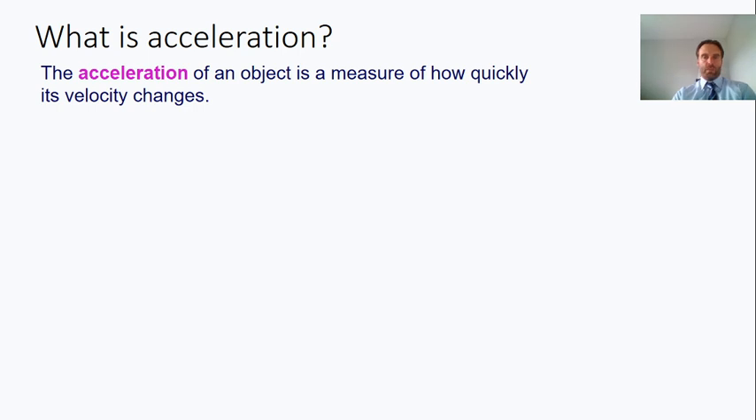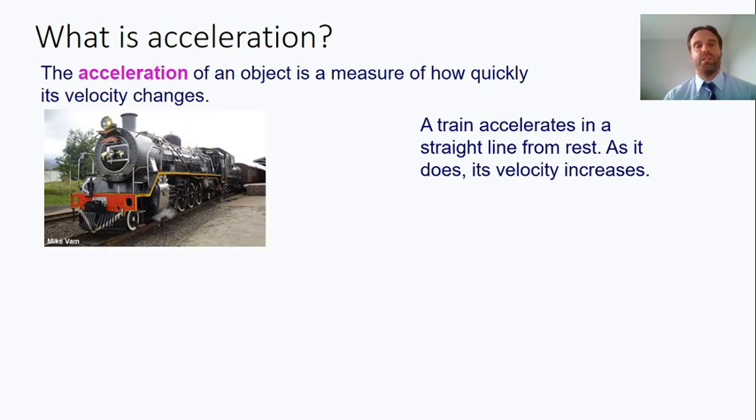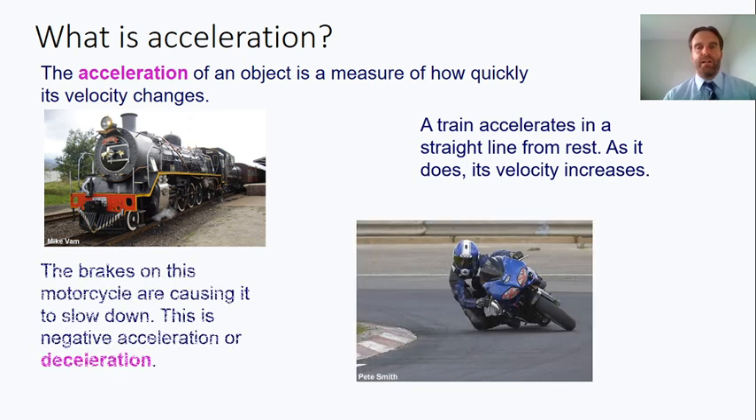So acceleration of an object is a measure of how quickly its velocity changes. If I look at this train here, it accelerates in a straight line from rest. As it does so, its velocity increases, and acceleration is a measure of how much that velocity has increased. On the flip side of that, we can also have a negative acceleration, which we call a deceleration, normally through braking of an object, such as a motor vehicle of some sort, like this motorbike here, and that's associated with a slowing down or a decrease in the velocity of an object.